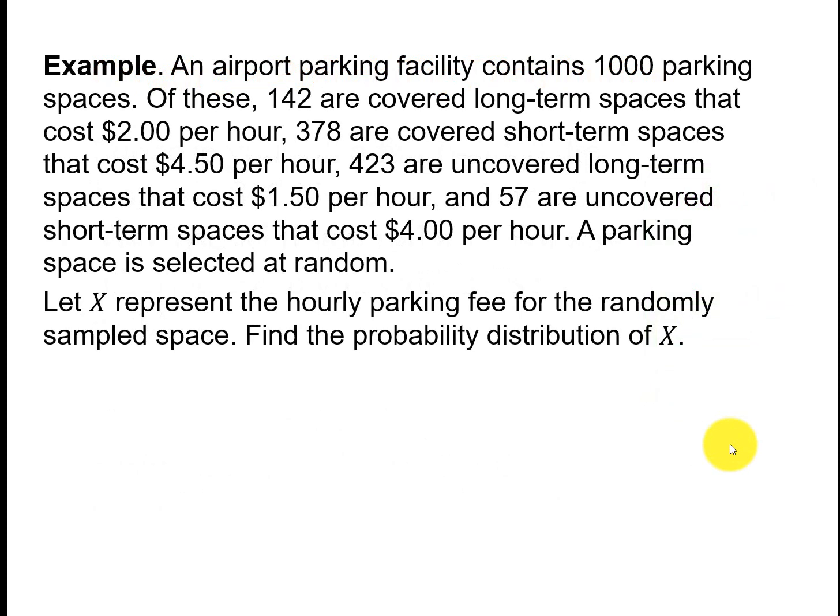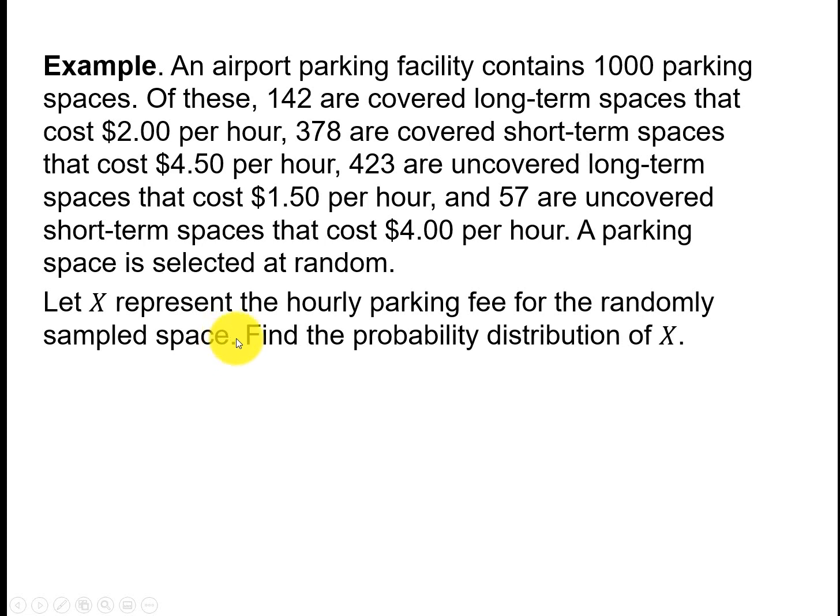So an airport parking facility contains 1,000 parking spaces. Of these, 142 are covered long-term spaces that cost $2 per hour. 378 are covered short-term spaces that cost $4.50 an hour. 423 are uncovered long-term spaces that cost $1.50 an hour, and 57 are uncovered short-term spaces that cost $4 per hour. A parking space is selected at random. So let x represent the hourly parking fee for the randomly sampled space, and find the probability distribution of x.